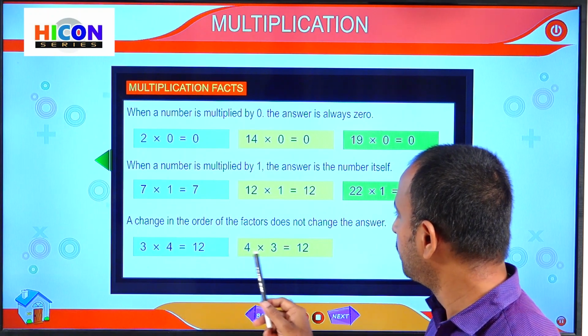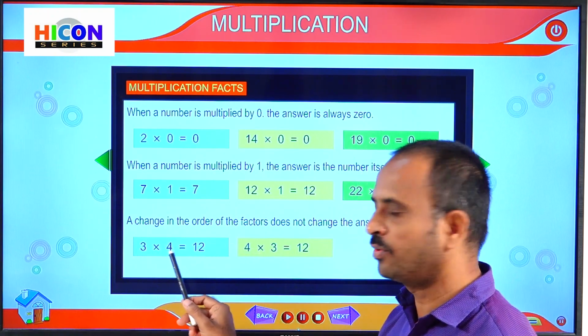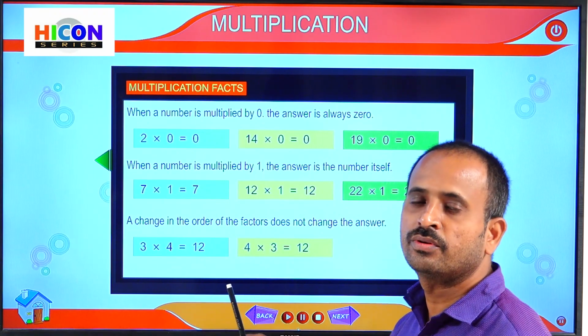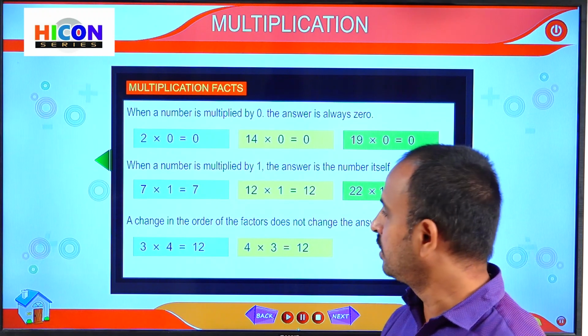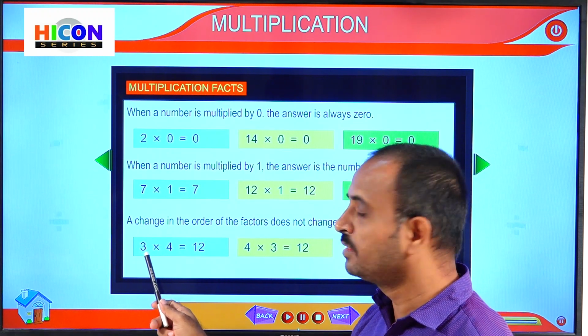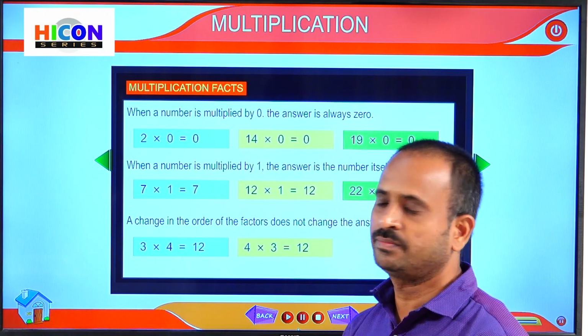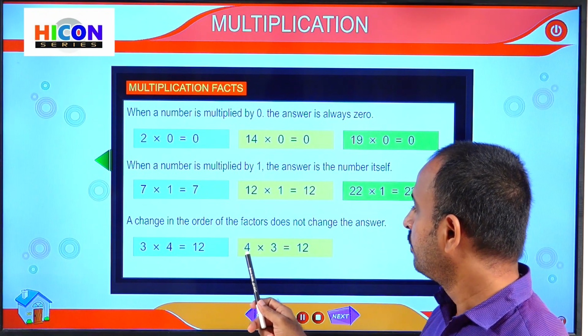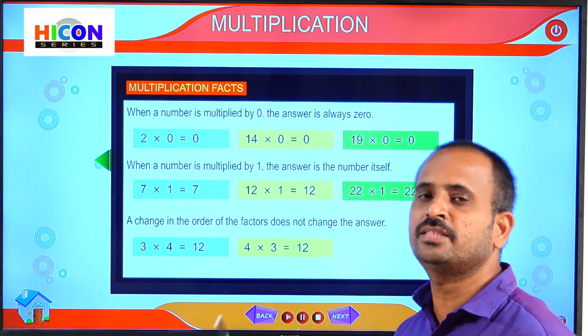In both the multiplications, the numbers are the same. That is 3 and 4. Here also 3 and 4. But the difference is we have changed their order. In the first one, we have taken 3 in the first place. We have taken 4 in the second place. Whereas in the second one, we have taken 4 in the first place and we have taken 3 in the second place.